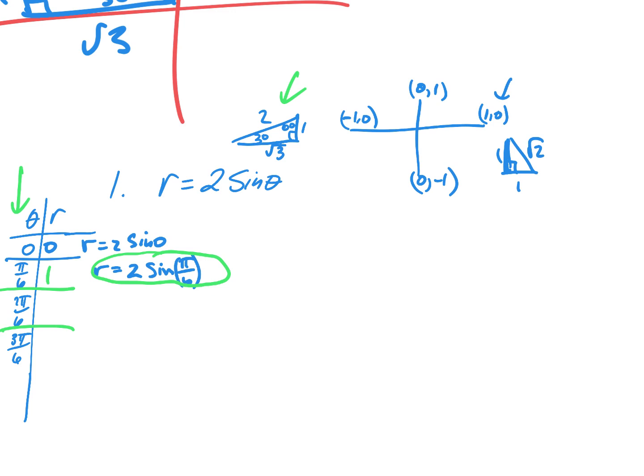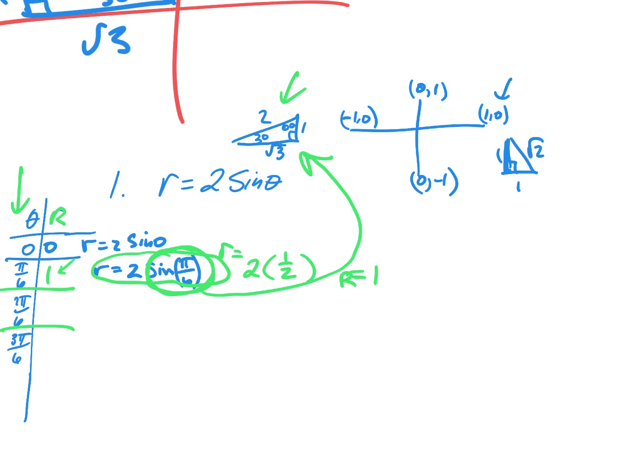Okay, so here's how I did 2 sine of pi over 6. First of all, I find sine of pi over 6, and then I just double it, right? This goes back to the most basic trig, which is I've got to just find sine of 30. I know pi over 6 is like 30, right? And again, sine of 30 is 1/2. So this is r equals 2 times 1/2, so r equals 1. That's how I knew to put a 1 right there in the r column.